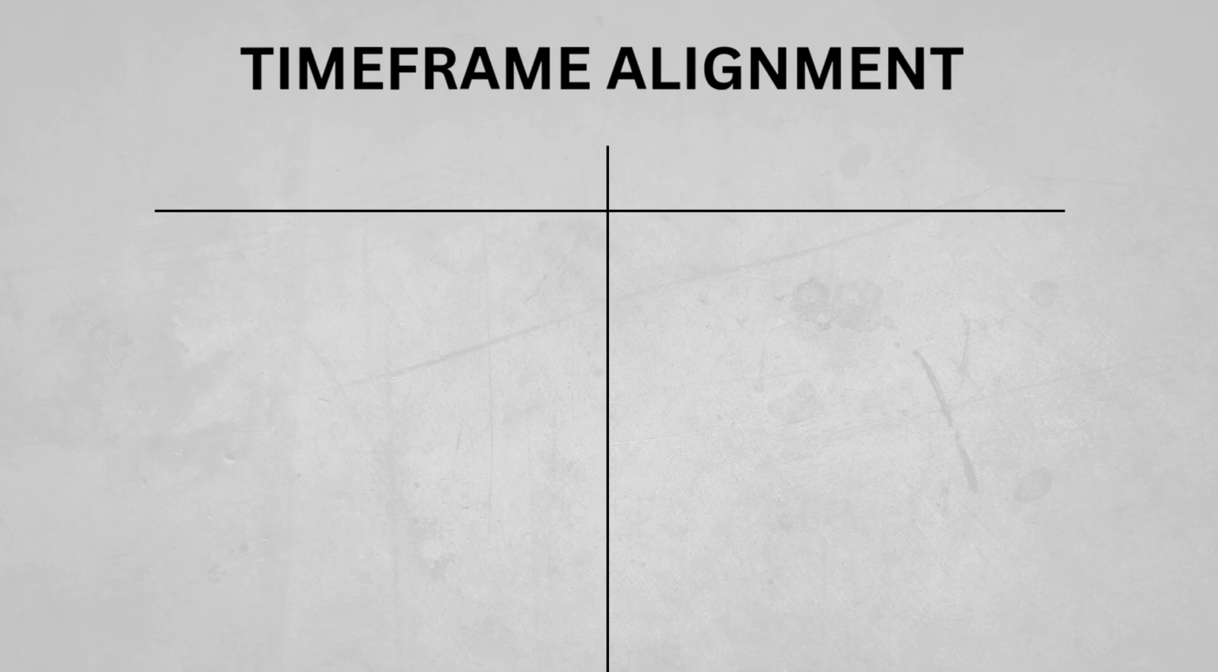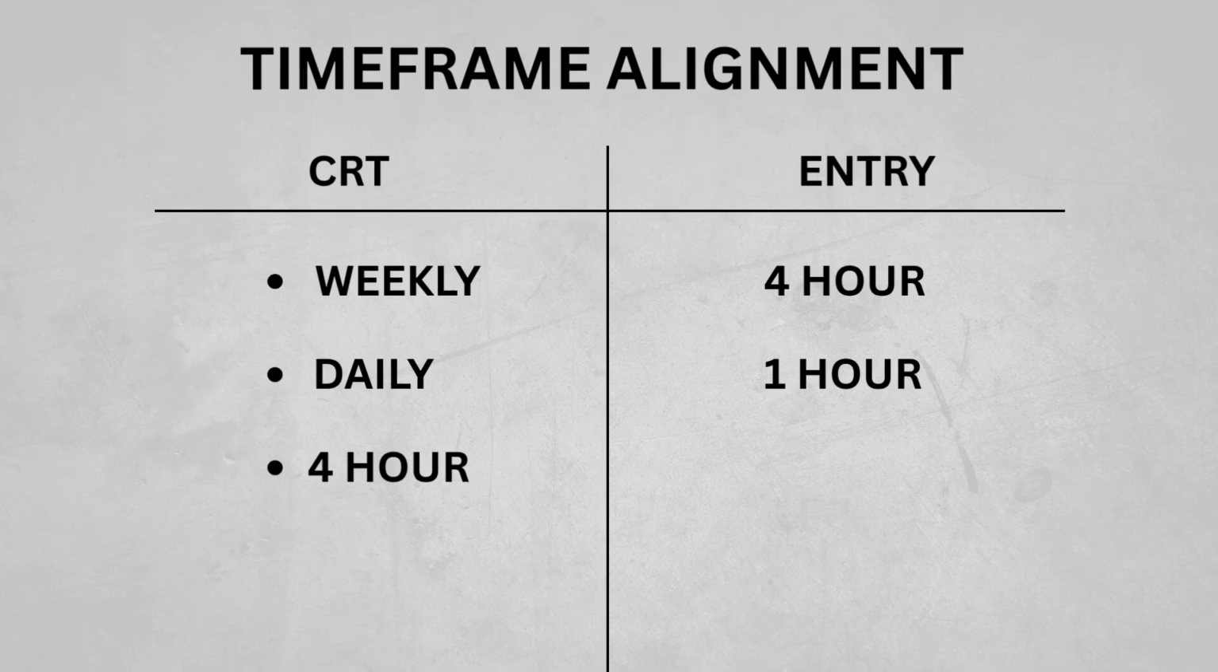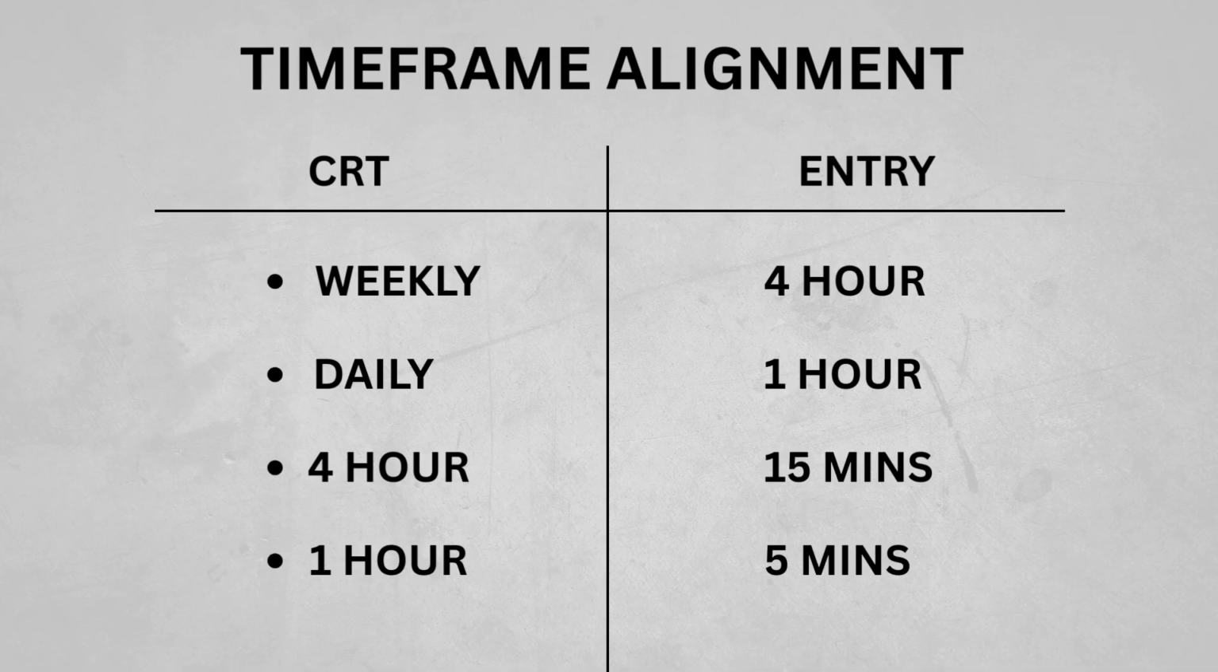The best time frame alignment for better accuracy in CRT is as follows. Weekly CRT, take your entry from the 4-hour chart. Daily CRT, take your entry from the 1-hour chart. 4-hour CRT, take your entry from the 15-minute chart. 1-hour CRT, take your entry from the 5-minute chart. I wouldn't advise going any lower than this because it could cause you to get stopped out more frequently.